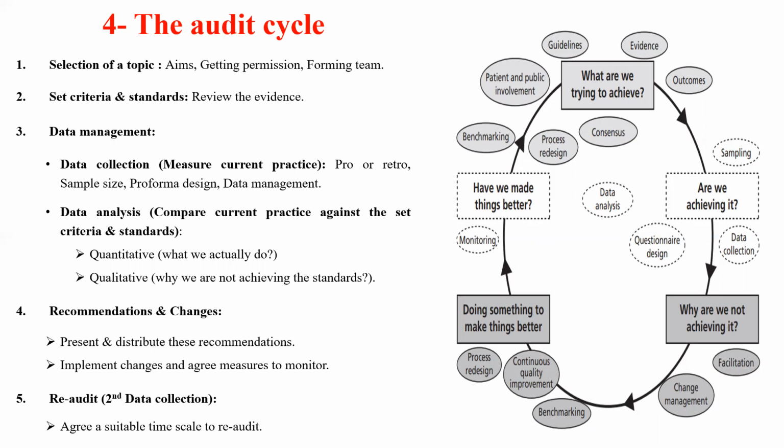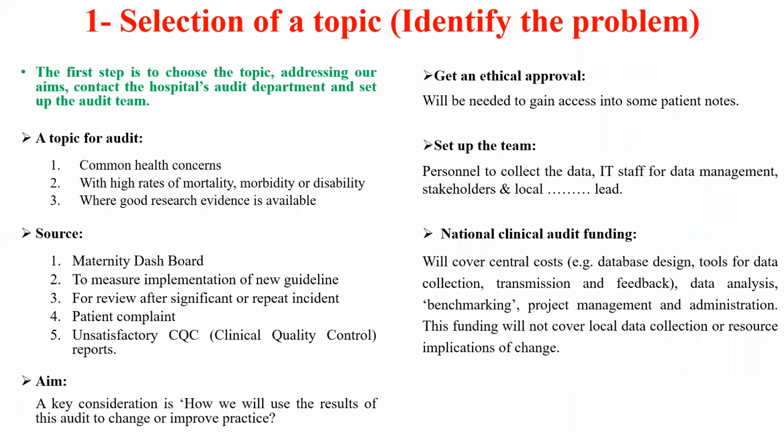The fourth step of the audit cycle will be the recommendations and the changes. These recommendations and changes have to be implemented, and then we have to agree on measures to monitor these changes. The final step in the audit cycle, to close the cycle, will be re-audit, or the second data collection after a suitable time that has to be determined from the beginning. So these are the five steps of the audit cycle. We will go through the steps one by one.